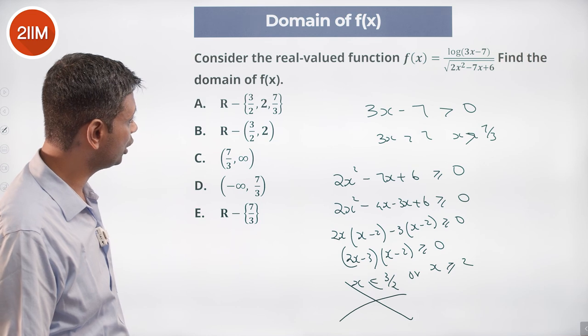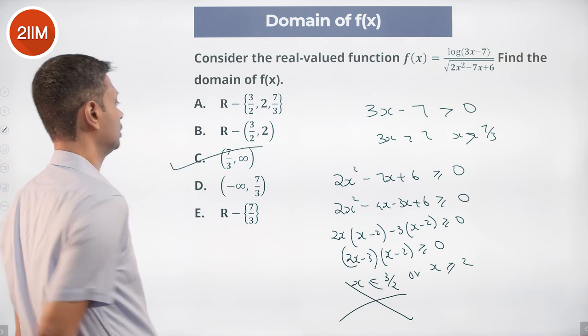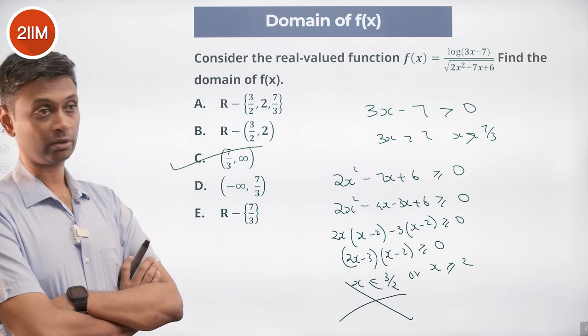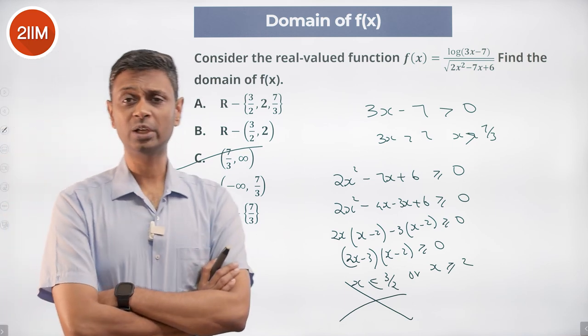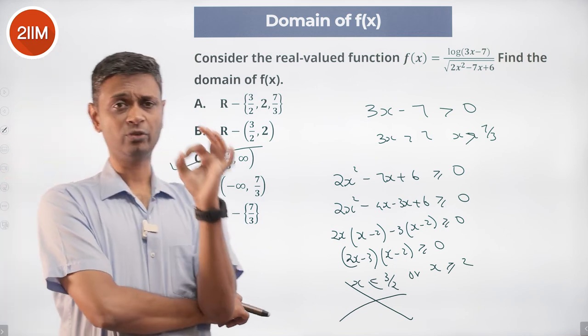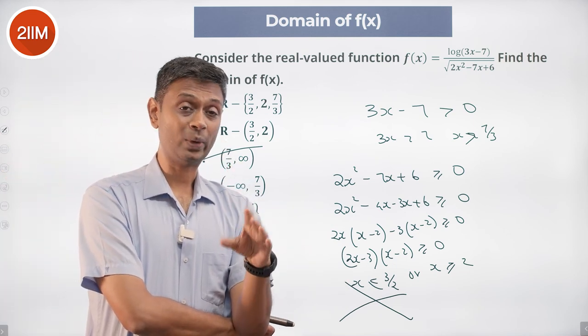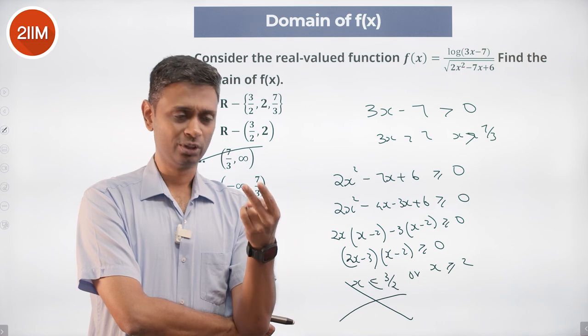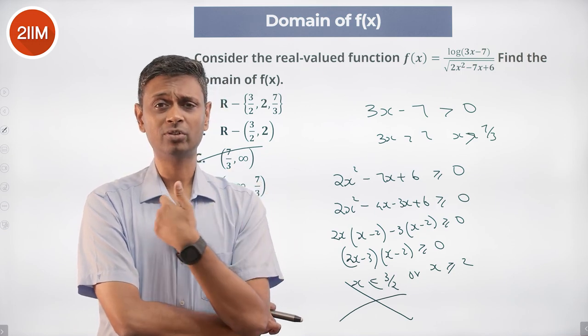This is automatically satisfied. That's a more stringent condition. 7 by 3 to infinity, without including 7 by 3. So open interval 7 by 3 to infinity. That's the answer we are looking for. Logarithm is only defined for positive quantities. Anything under the square root has to be greater than or equal to 0. Two different inequalities. Methodically solve them. We are through.